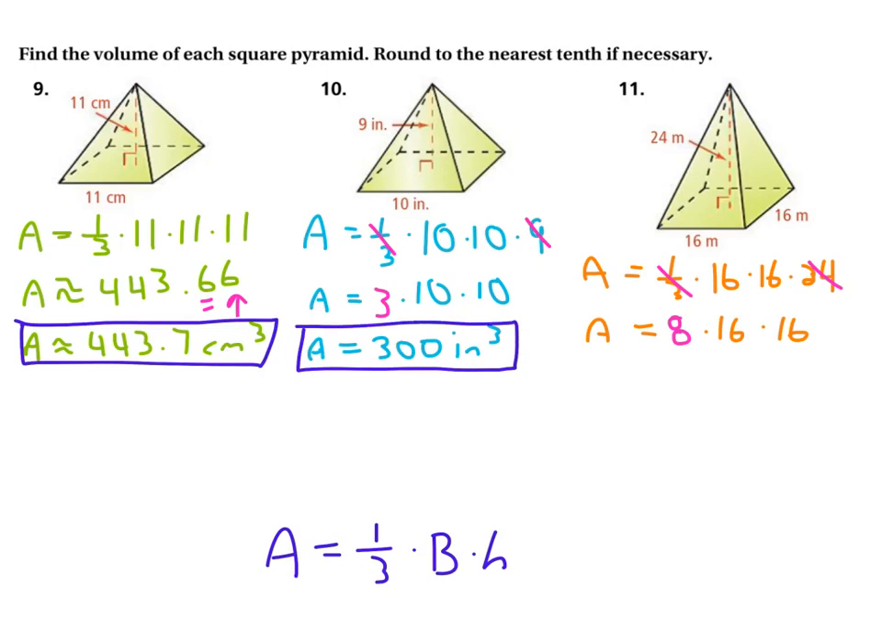And finally, this one, again, has exact numbers, so we can just multiply them. 8 times 16 times 16. And we get an area of 2,048. And what were the units? The units were meters, so it's meters cubed.